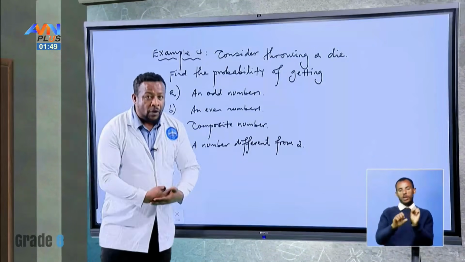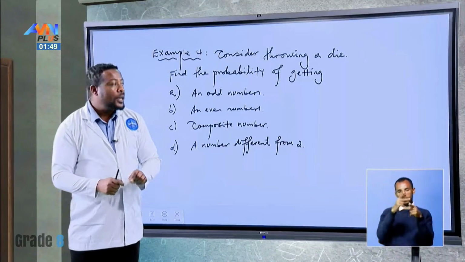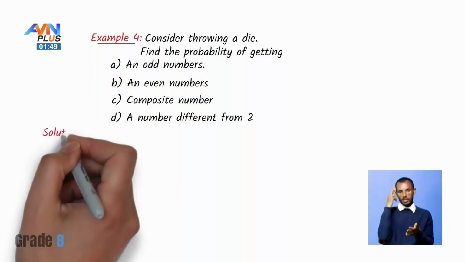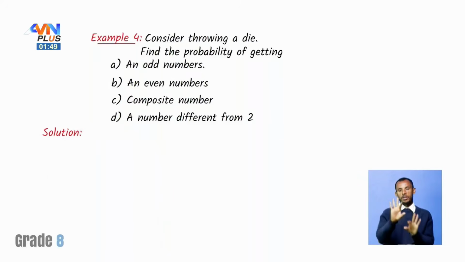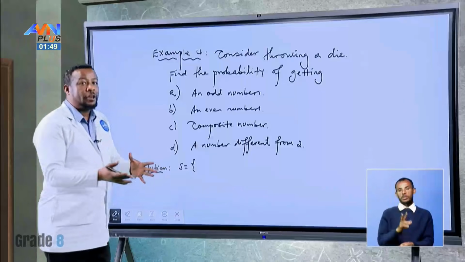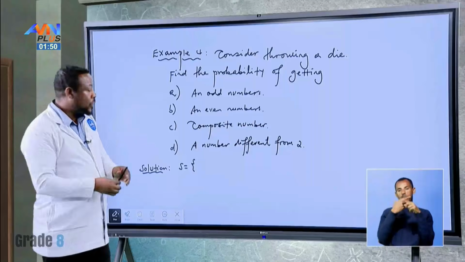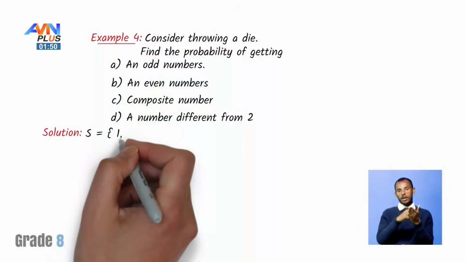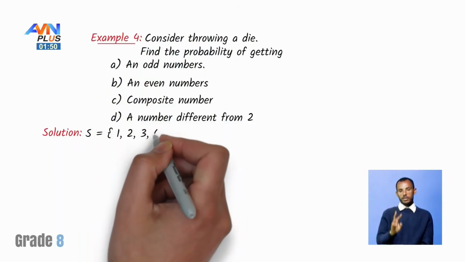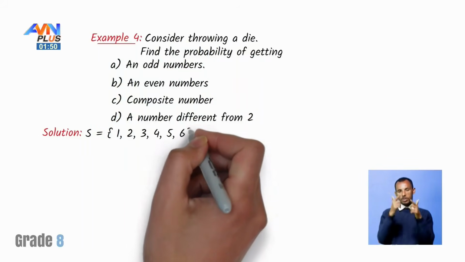So as we did before, our first step is listing out the sample space. The sample space in this case contains numbers 1 up to 6, because a cube contains 6 faces. Each of the faces contains different numbers. So you can write 1, 2, 3, 4, 5, 6. This is our sample space. So there are 6 possible outcomes in the experiment.